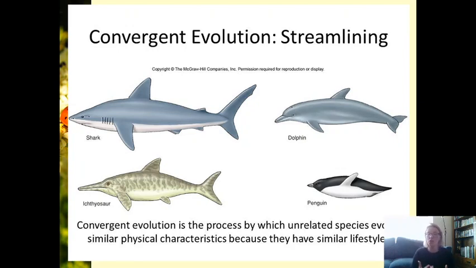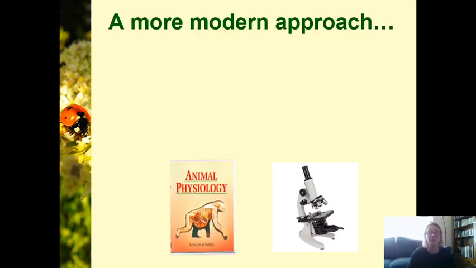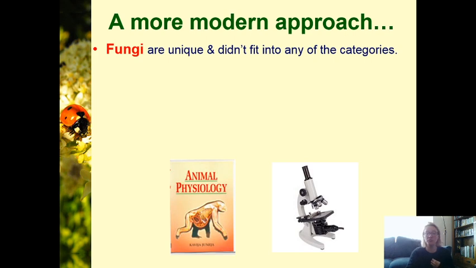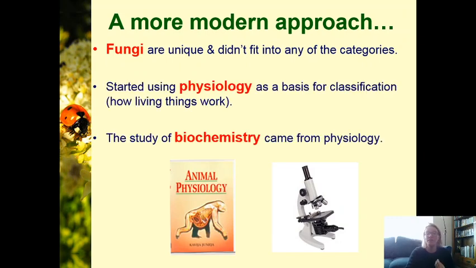So we had to start looking at other things other than these physical characteristics in order to classify species. So with the more modern approach, we can use things like their physiology, so the way that they work, and also their biochemistry. And it was things like fungi, where we weren't sure exactly where to fit them, what category to put them in, that made us start to think about these things in a slightly different way.